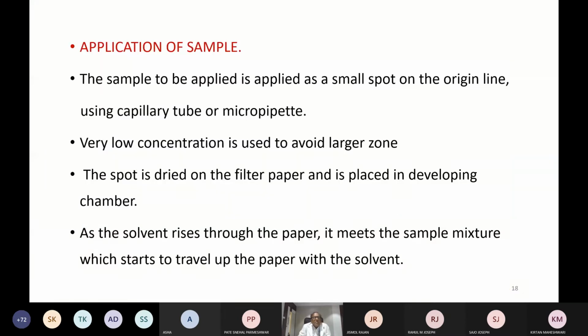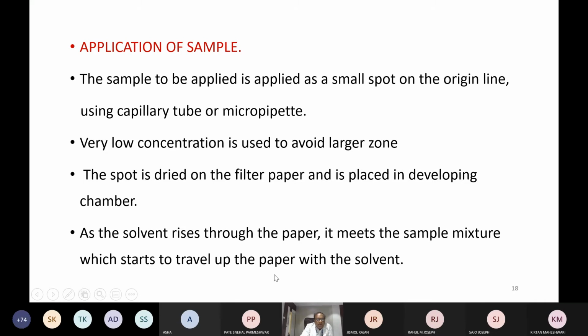Now the sample to be applied is applied as a small spot on the paper using a capillary tube or, as you must have seen in the laboratory, a micropipette. With that, hardly about 5 or 6 microliters of sample should be added there. Then this spot is dried on the filter paper and placed in the developing chamber.